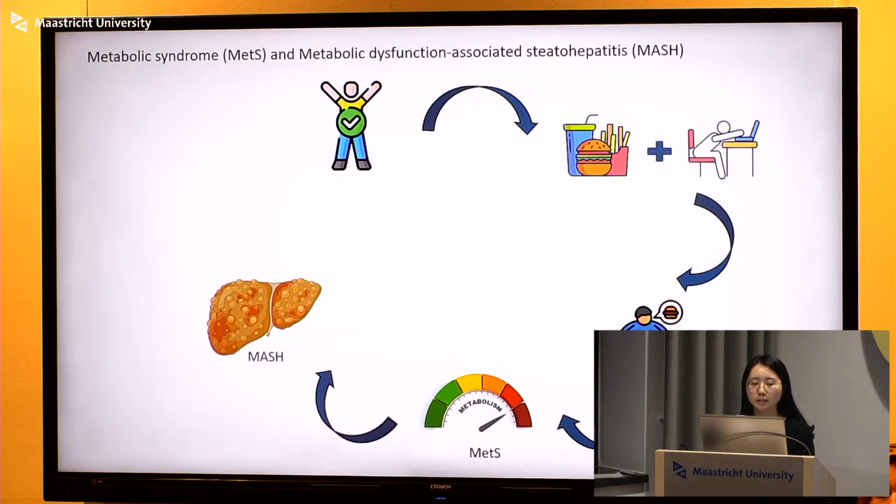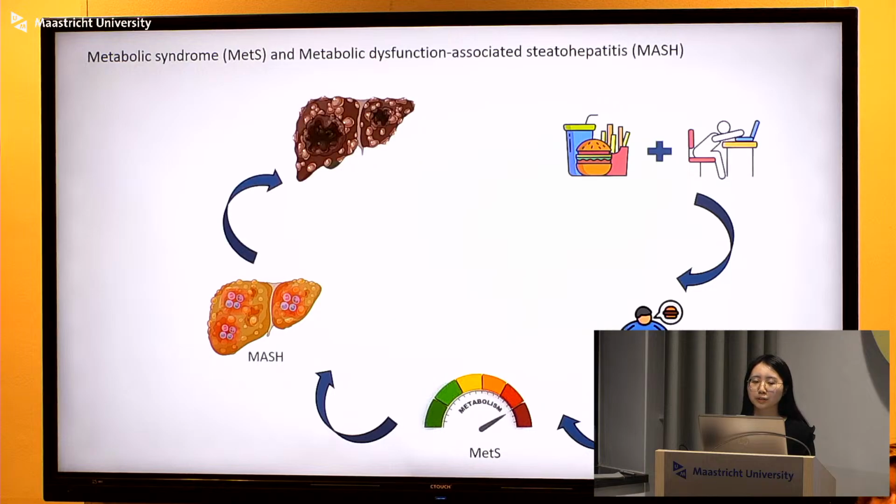The second is MASH, a liver disease that can result from metabolic syndrome. If no lifestyle changes occur, the liver builds up too much fat and can further deteriorate as it becomes inflamed. In the long term, it can lead to liver failure.